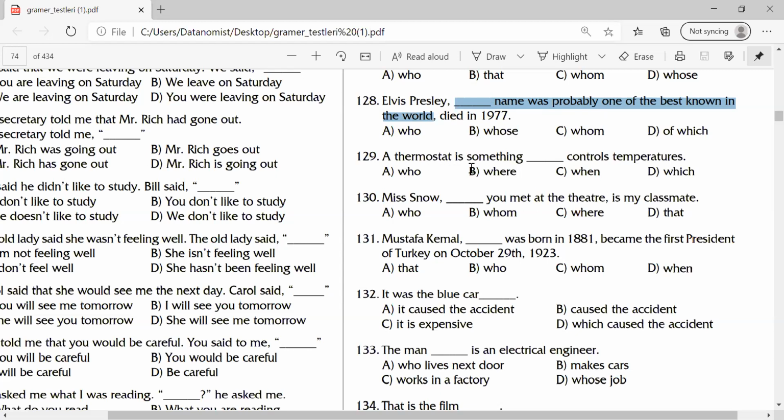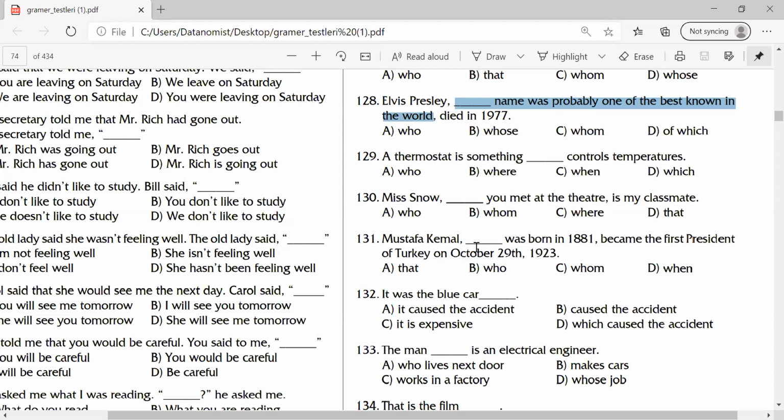A thermostat is something dash controls temperatures. Something who, where, when, which. So obviously it's a thing, so I should go for which. Miss Snow, person, dash you met at the theater is my classmate. Miss Snow is my classmate. Okay, again, whom you met at the theater. Mustafa Kemal, dash was born in 1881, became the first president of Turkey.